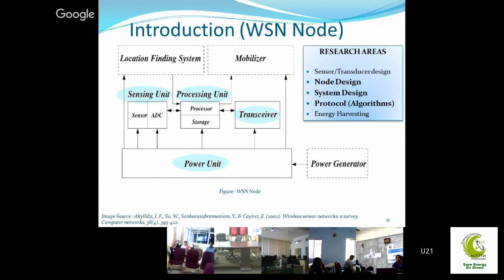There are three blocks which are shown in dotted lines. These are auxiliary blocks which may or may not be present depending on our application. For example, a location finding system, maybe a GPS chip, a mobilizer required if you want your node to be mobile in different conditions, and power generators or energy harvesting systems. If we talk about the research areas in wireless sensor networks, there are different sensor and transducer designs, node design, system design, protocols, as well as energy harvesting. We will be discussing algorithms for wireless sensor networks in detail.